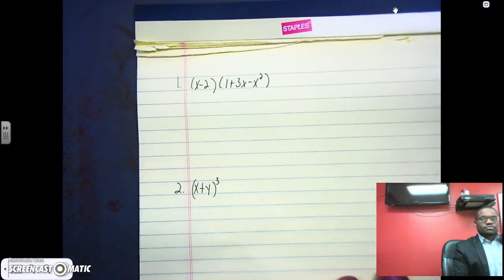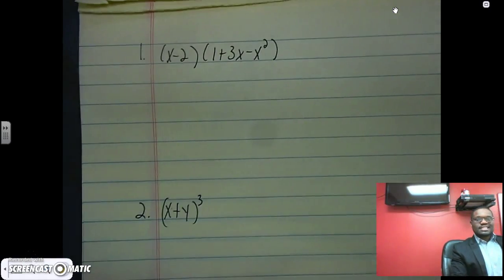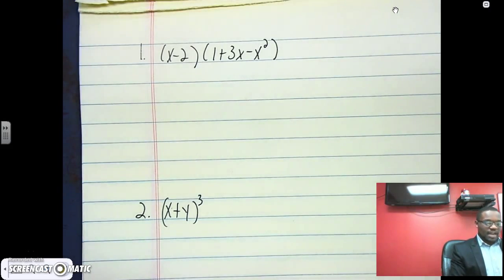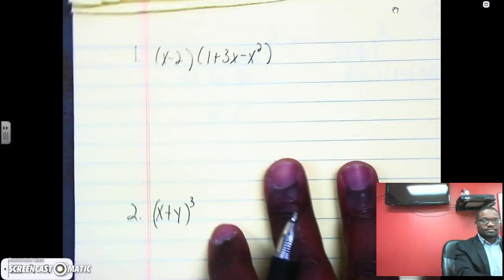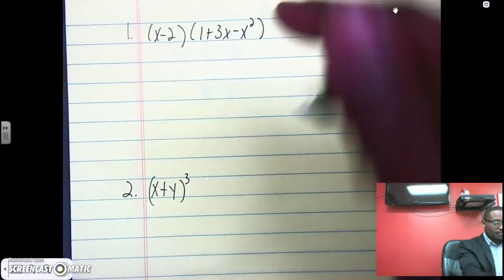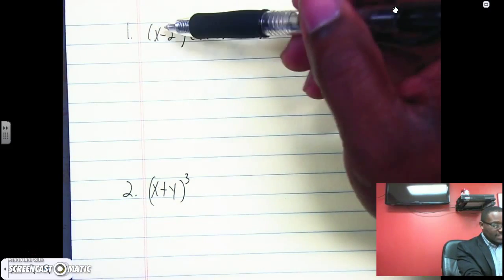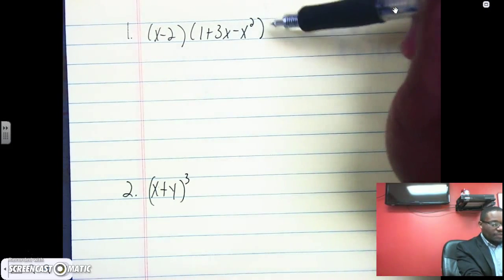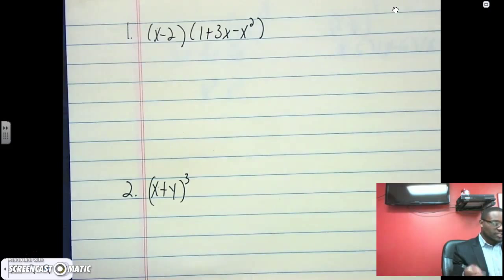Alright, so we have this first one. Remember, you might want to try to work this out. Write it down yourself and work it out. Pause and see what I do as I work the problem out. Alright, so here I go. What this means is x times everything here, negative 2 times everything here. Now, when I first teach this, I try to show people an easy way to look at it.